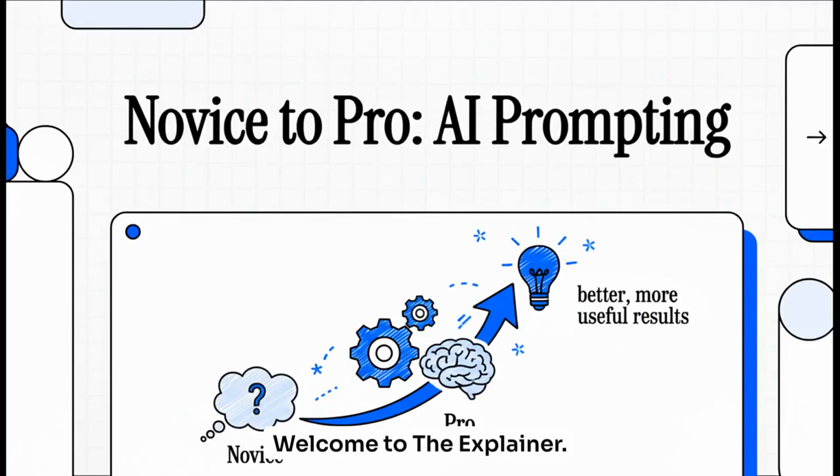Welcome to The Explainer. Today, we are going to unlock the secrets to getting way better results from AI, and it all comes down to mastering the art of the prompt. We're going to go from just giving simple commands to having truly powerful conversations.